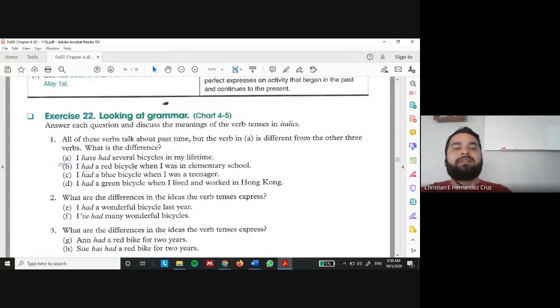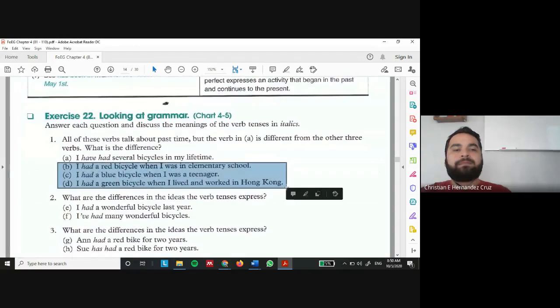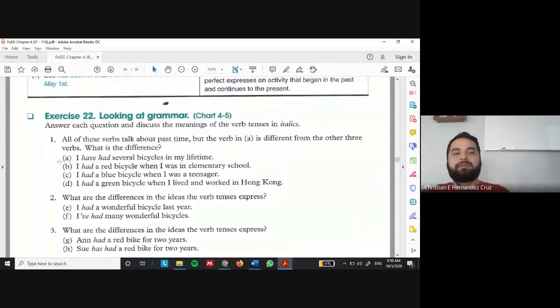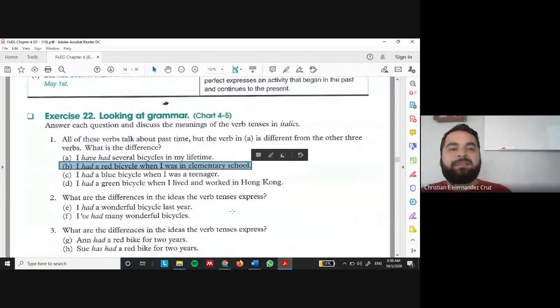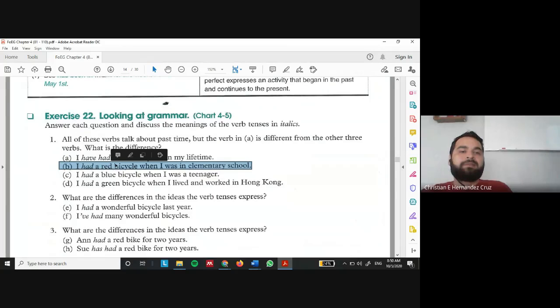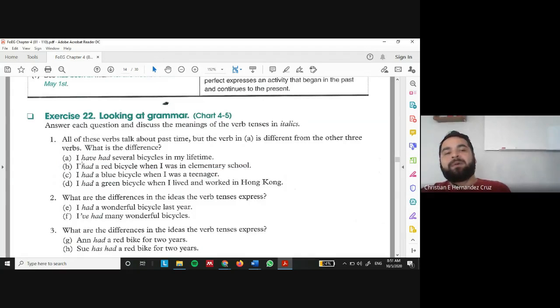Versus, let's take a look at the next three. I had a red bicycle when I was in elementary school. This one is very specific. It specifies the color of the bicycle and it specifies when you had it. So this person had this bicycle during elementary school. And just by the verb alone, had, we can kind of identify that he no longer has this bicycle.